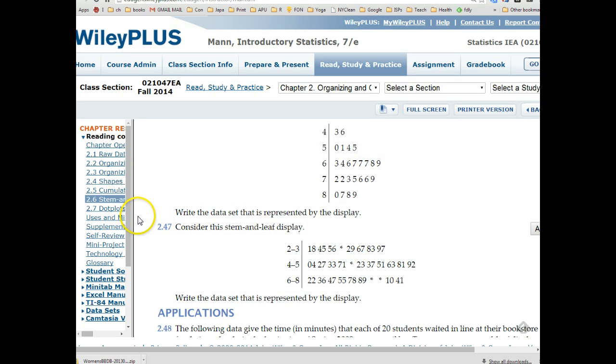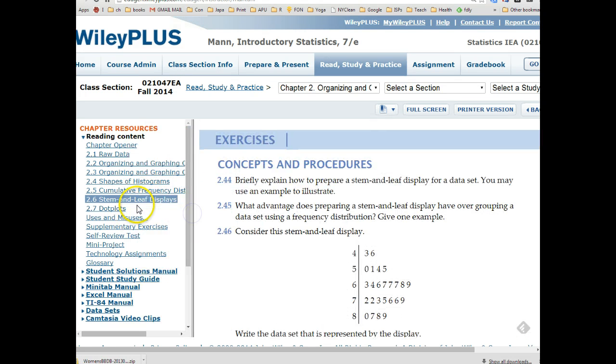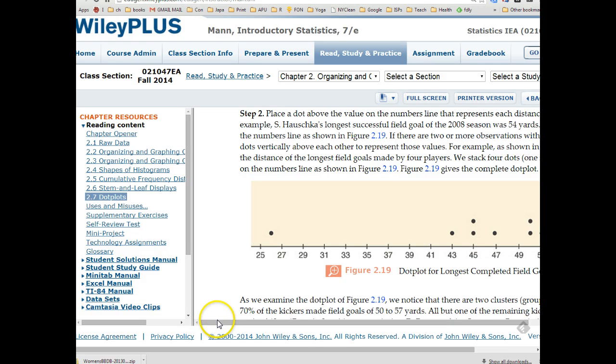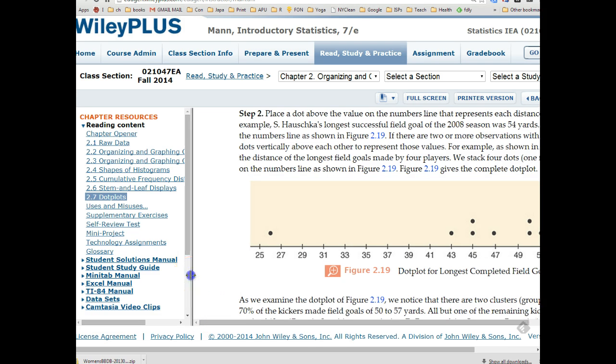Okay? So that's called section 2.6. Now dot plots are almost the same, I think. Yeah, it's basically the same thing, but it looks like this.